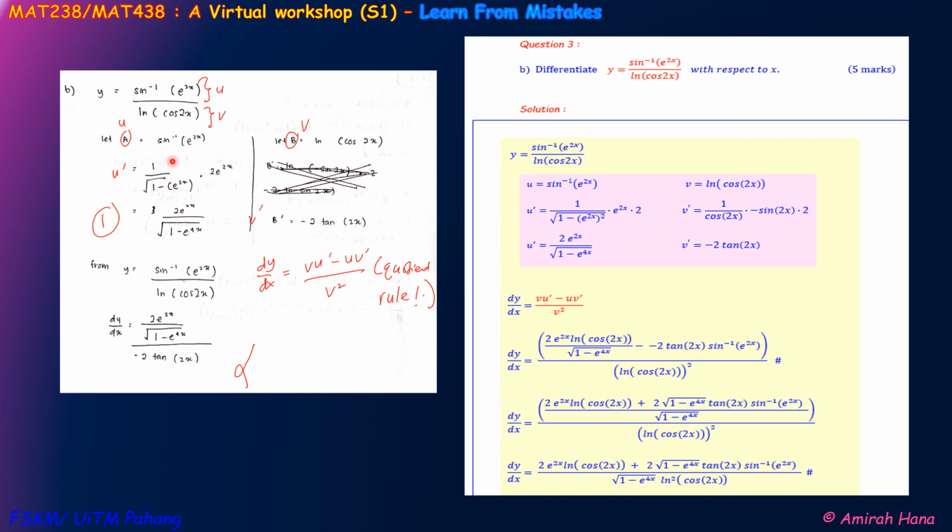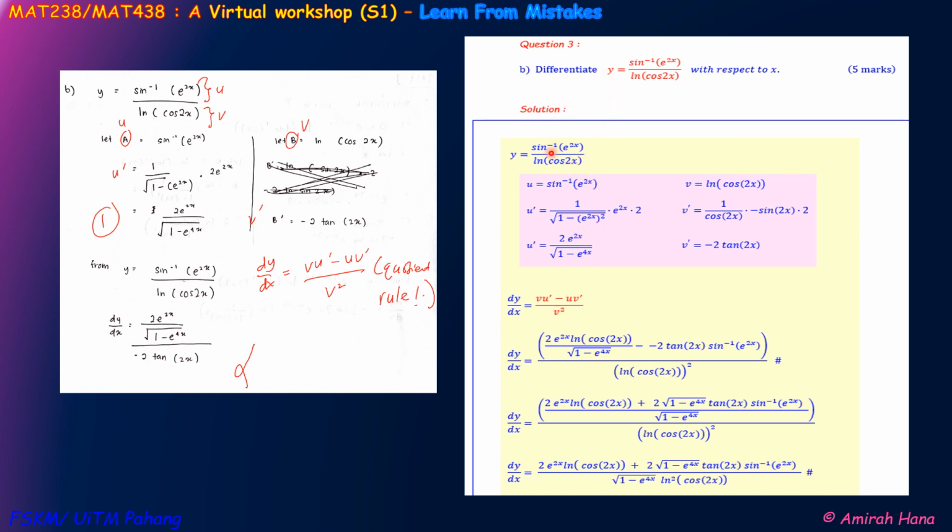Yang ni betul. So dapat markah dekat sini lah. Okay. Tapi yang bawah ni memang salah sebab tak guna quotient rule. Cuma dapat markah differentiate yang bahagian ni saja. Okay. Untuk yang ni memang totally salah. Okay. Differentiate yang ni. Okay. Now kita tengok jawapan sebenar ya.